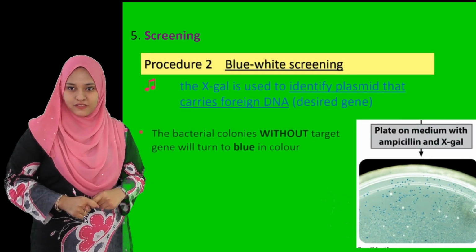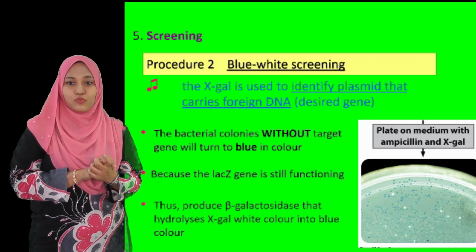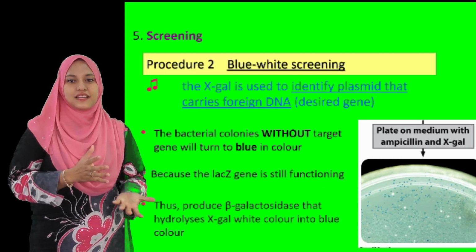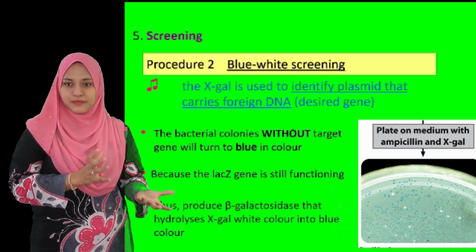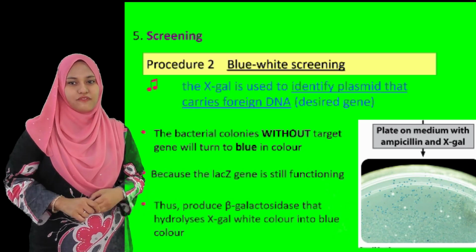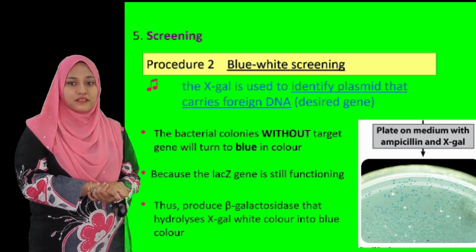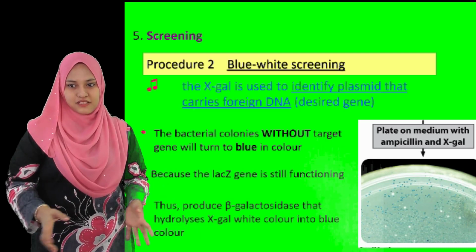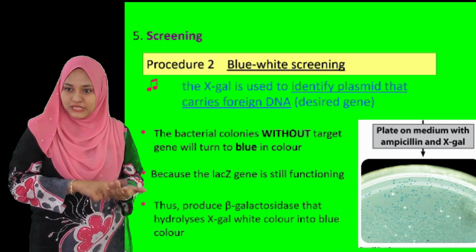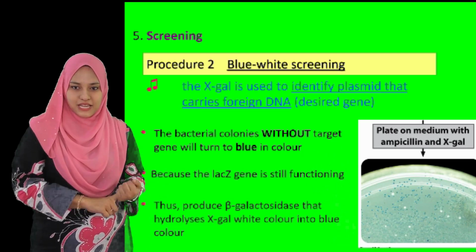The surviving bacteria colonies are cultured on a medium with agar, which is white in color. The agar is a substance similar to lactose that helps to identify the plasmid that carries the target gene. The bacteria colonies without the target gene will turn blue in color. So remember, without target gene, turn blue in color.